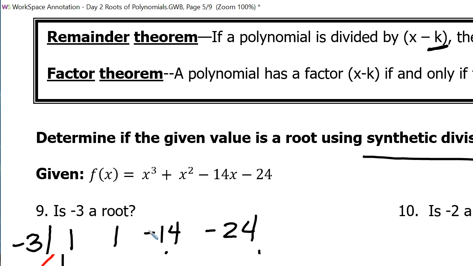Next one, number 10. They ask, is negative 2 a root? So negative 2 is the x-intercept we're checking. The list of coefficients are the same. We have 1, 1, negative 14, negative 24. Skip a row. And I want you to go ahead and test negative 2. So figure out, is negative 2 an x-intercept for that polynomial?